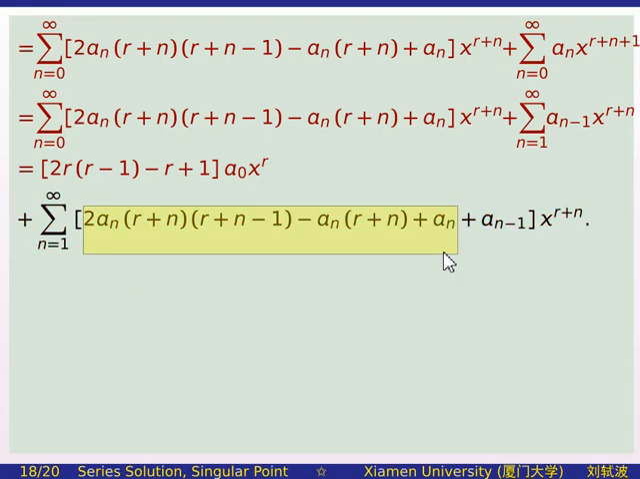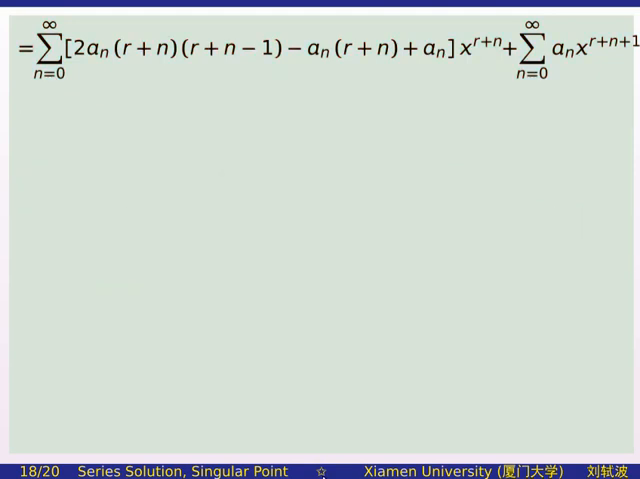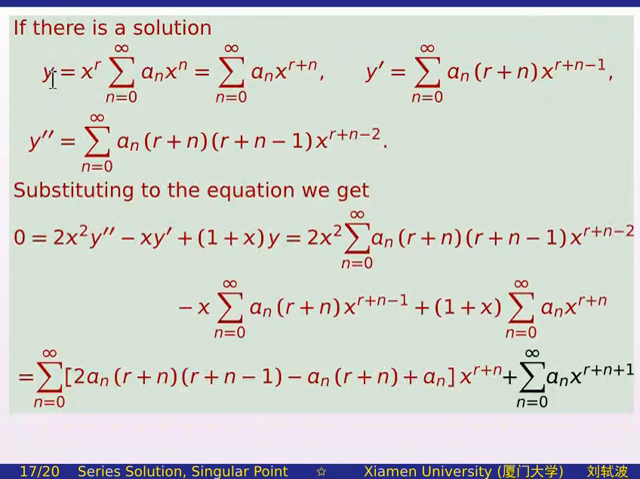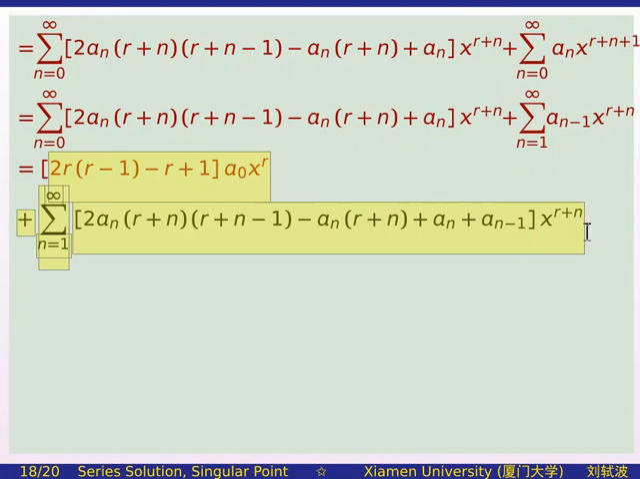So this is the computation of substituting our y prime and y double prime into the equation. So substituting y prime and y double prime into the equation, the left hand side is 0. The right hand side we compute, a long computation. We end up at this. So this last result, the final result, must be 0.